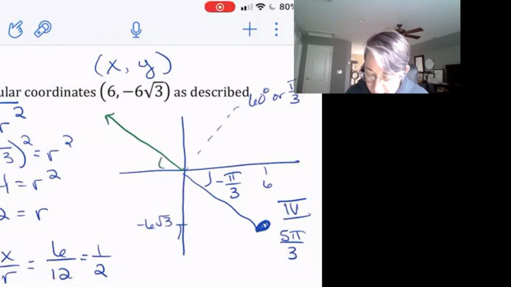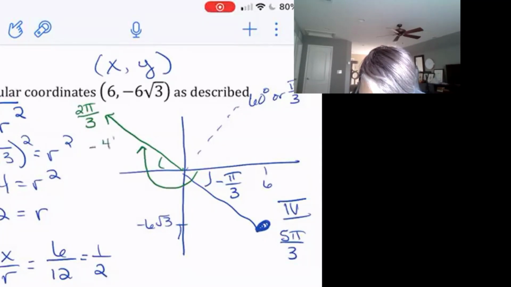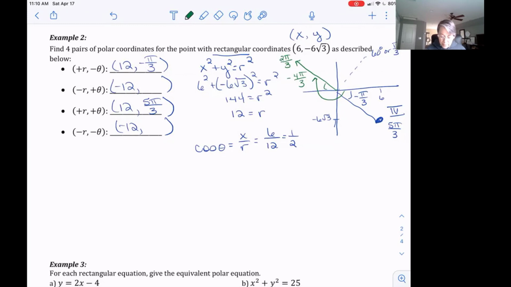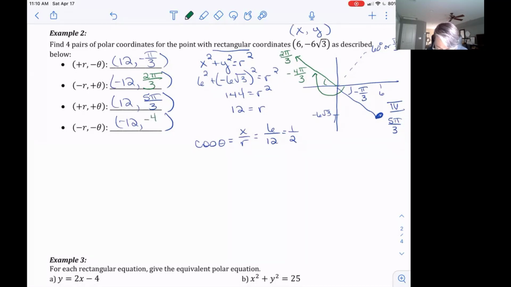Again, still the same reference angle. So if we were looking at pi over 3 in the first quadrant, then this would be 2 pi over 3 in the second quadrant. Or if we're looking at the negative angle, that would be negative 4 pi over 3. So for negative 1/2 with a positive angle, we can use 2 pi over 3, or negative r, negative angle, negative 4 pi over 3.